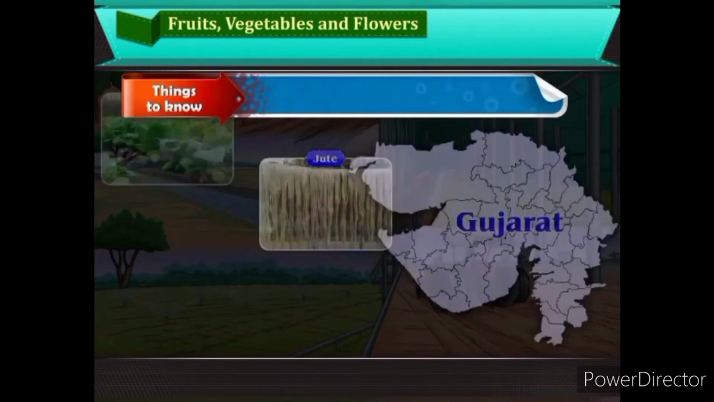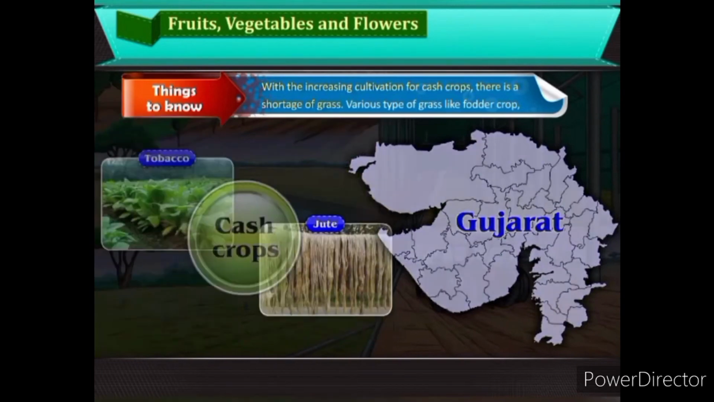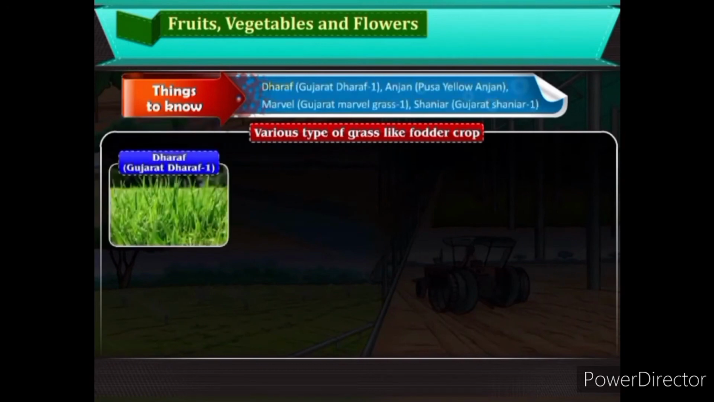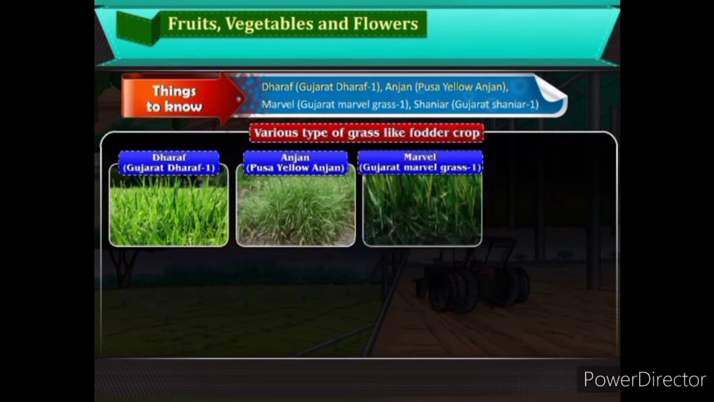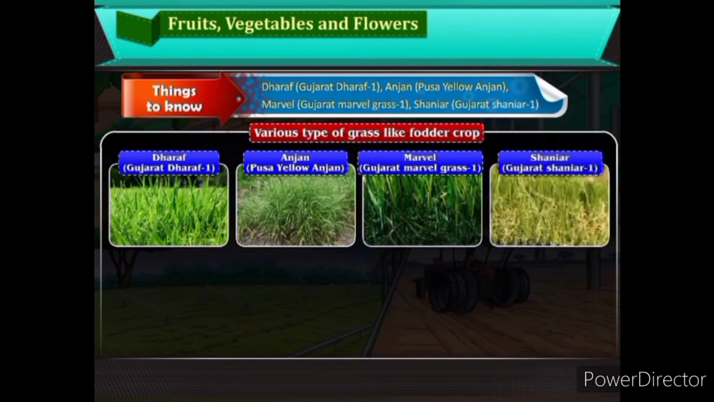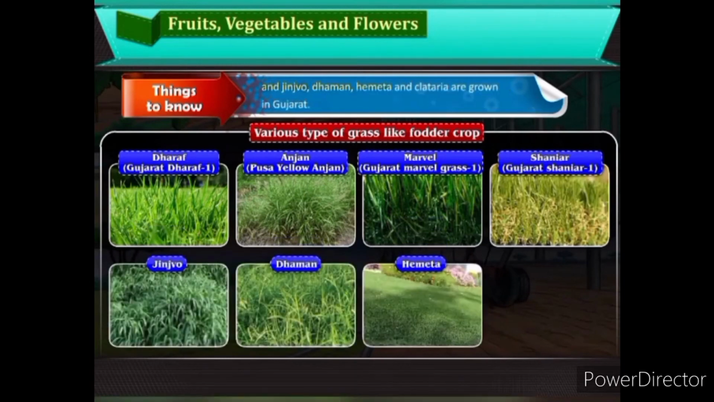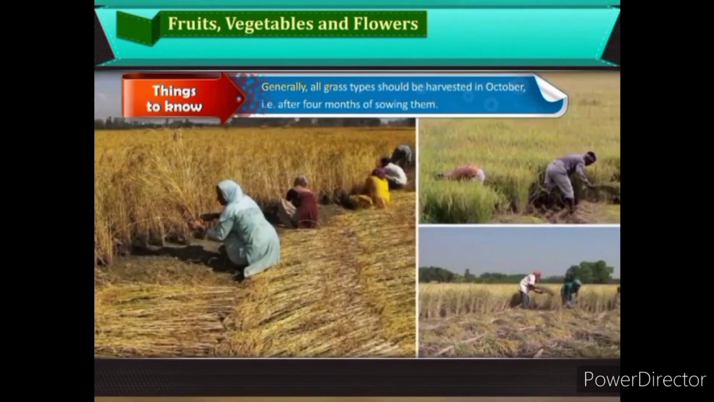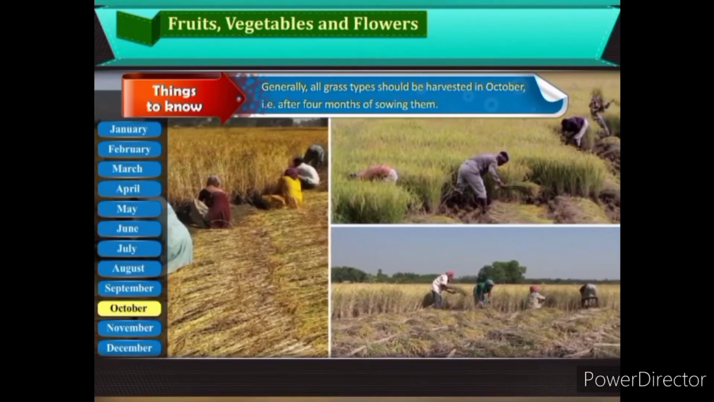Things to know. With the increasing cultivation for cash crops, there is a shortage of grass. Various types of grass like fodder crop, dharaf or Gujarat dharaf 1, anjan or Pusa yellow anjan, marvel or Gujarat marvel grass 1, shaniar or Gujarat shaniar 1, and jinjvo, dhaman, hemeta and clataria are grown in Gujarat. Generally, all grass types should be harvested in October, that is, after 4 months of sowing them.